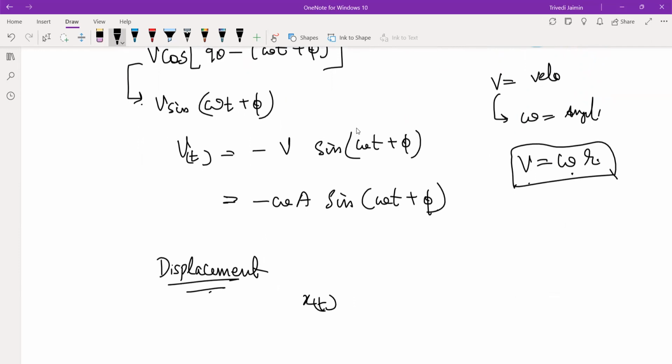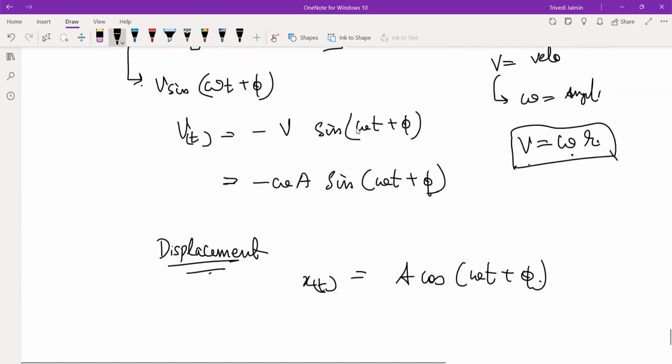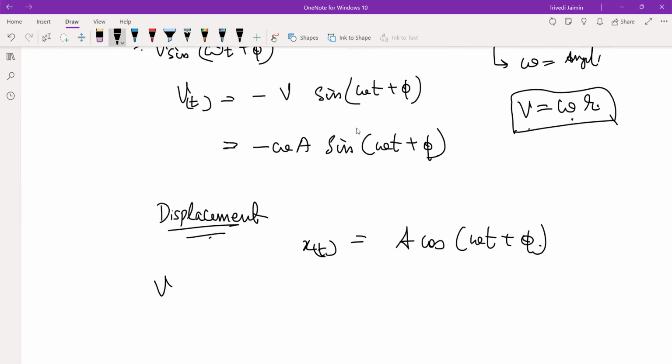X of t equals A cos(omega t plus 5), which we used already. As we know, velocity equals dx by dt. So we need the differentiation of this term.